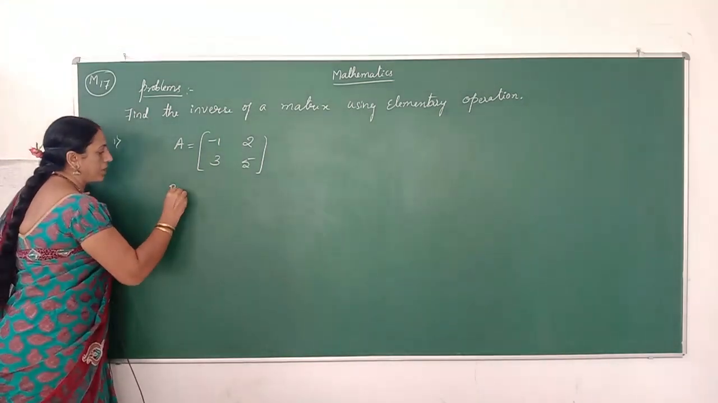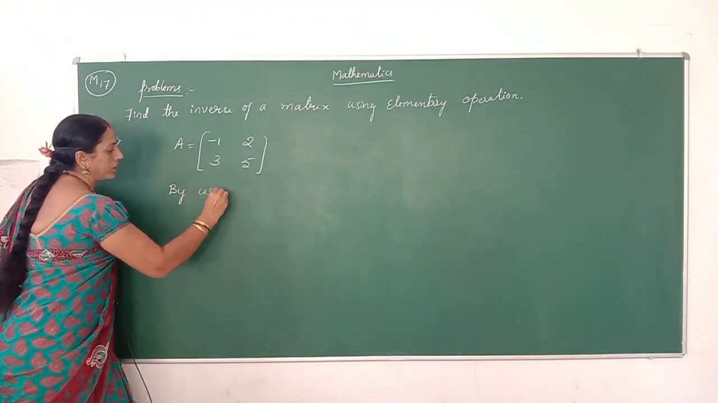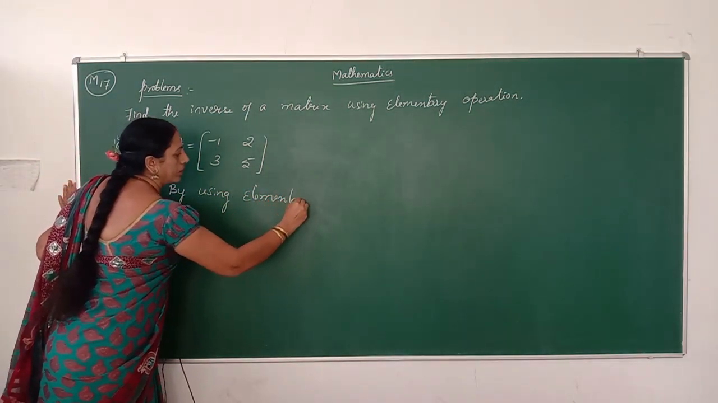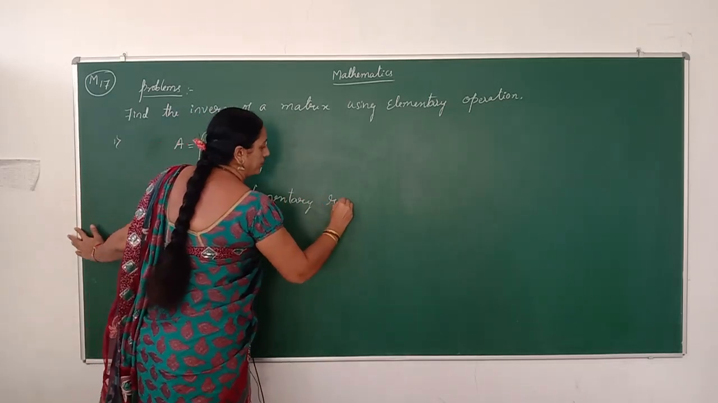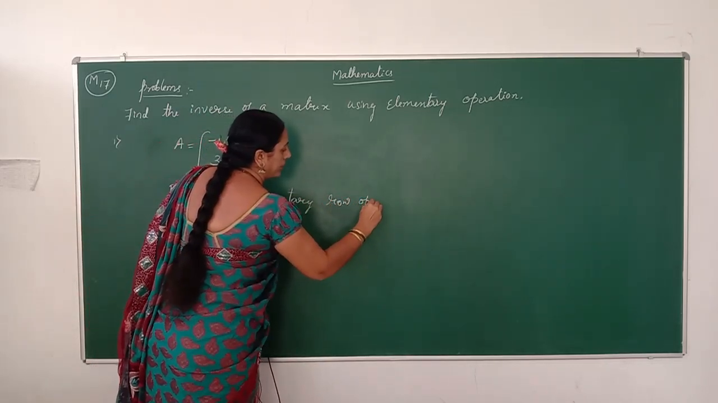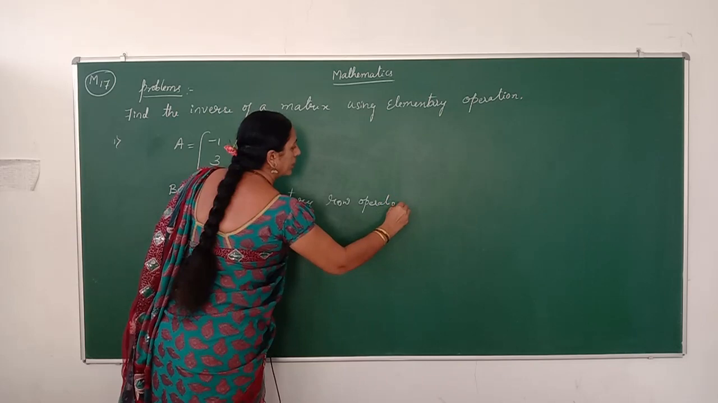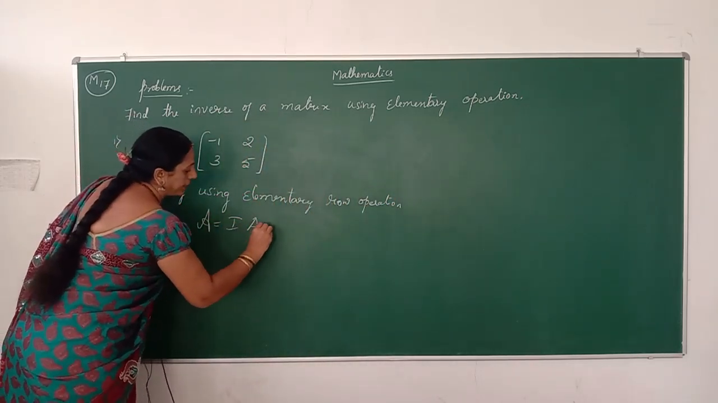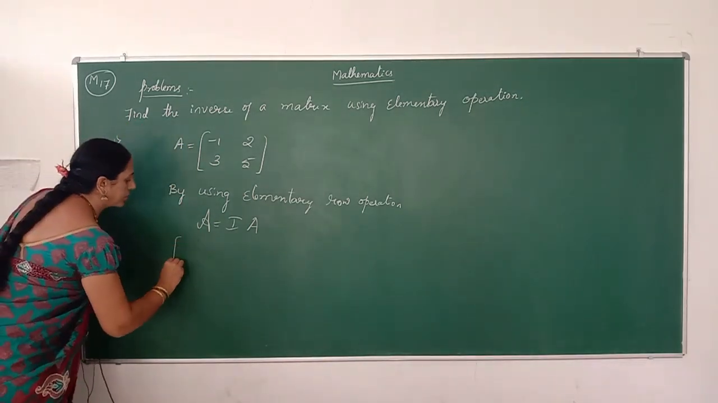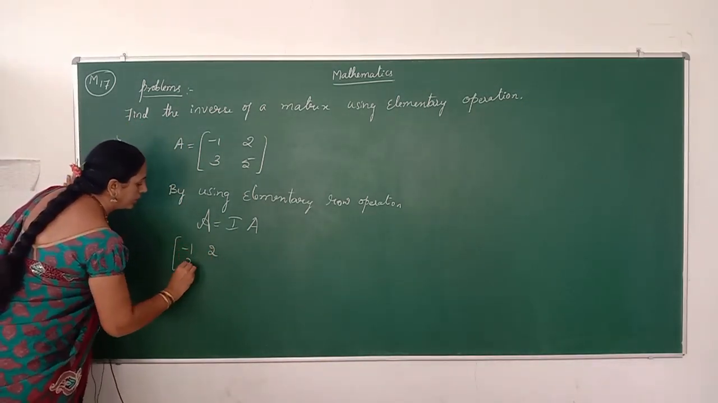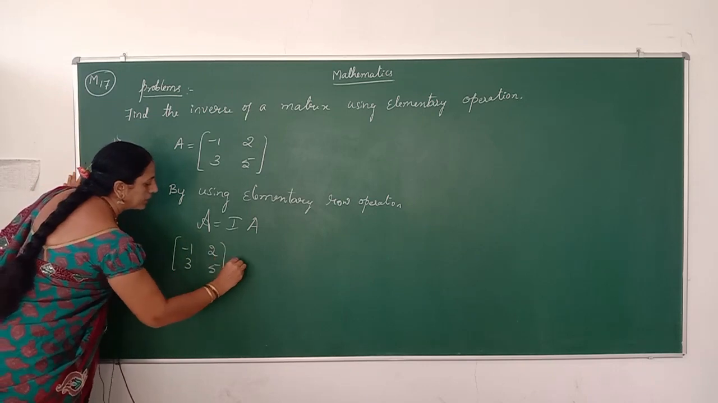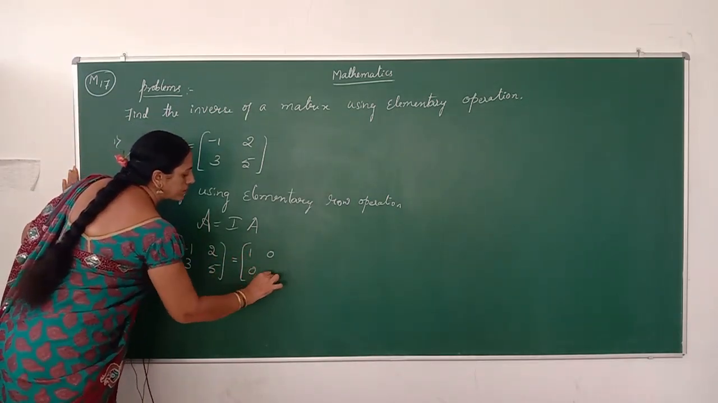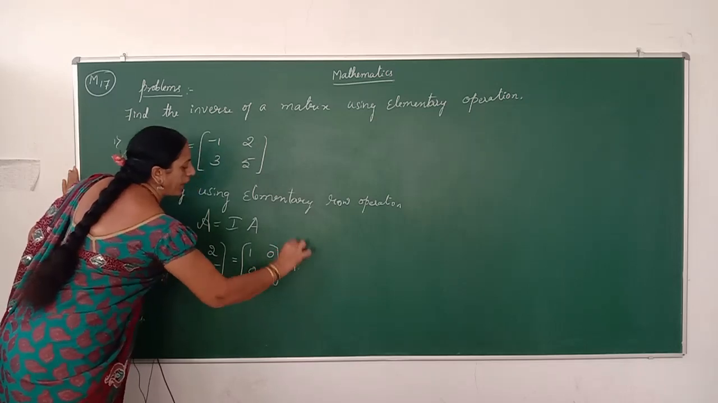Now, by using elementary row operations, the definition is A is equal to I into A, where A is [-1, 3; 2, 5] is equal to I, which is [1, 0; 0, 1], into A.